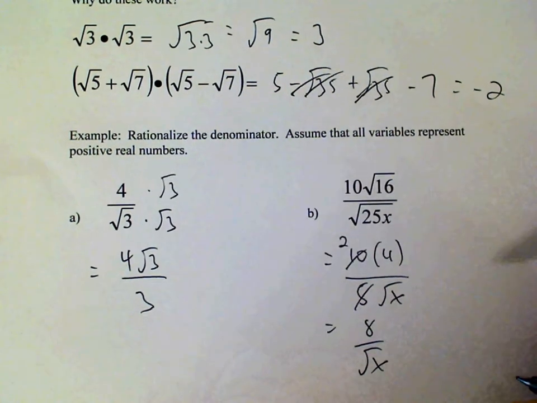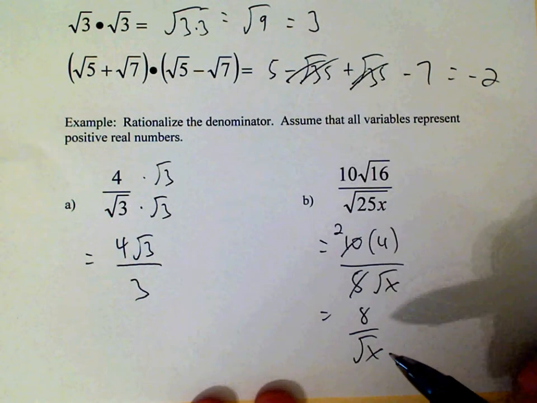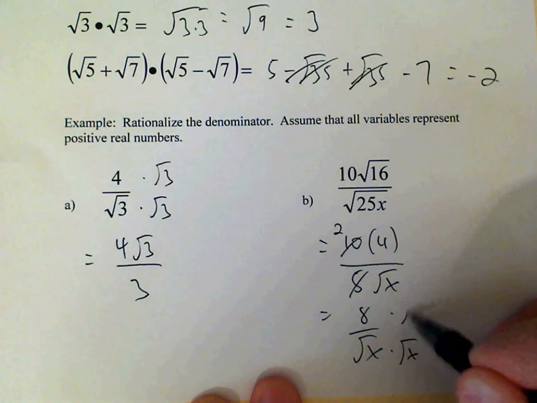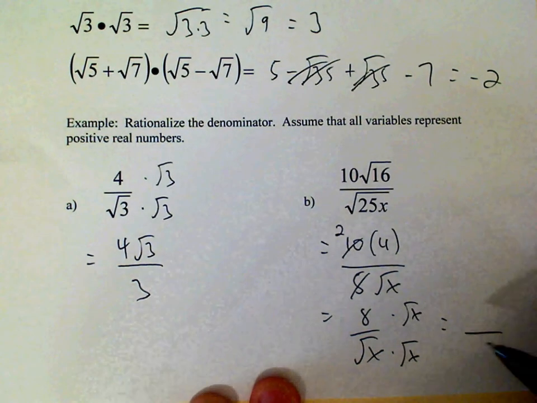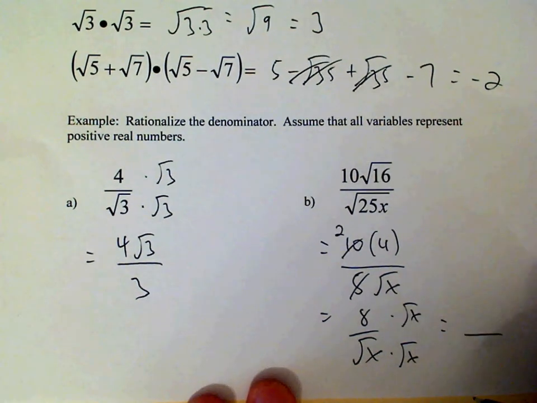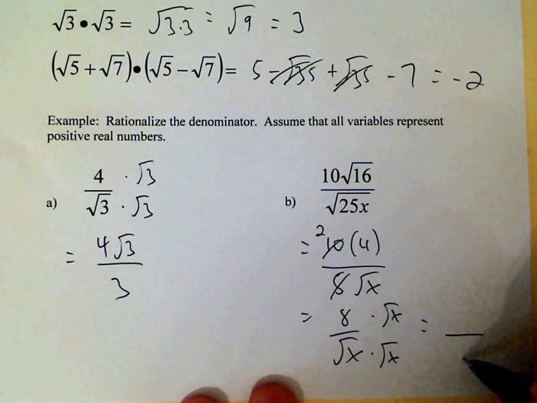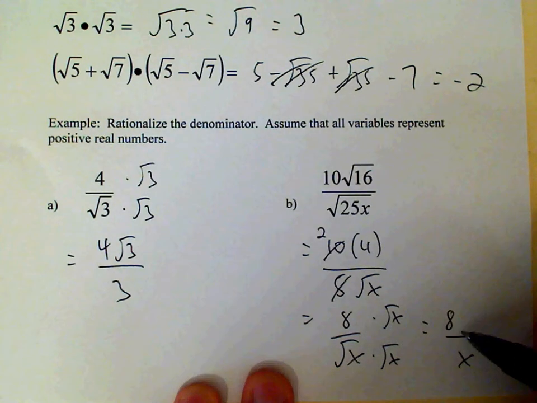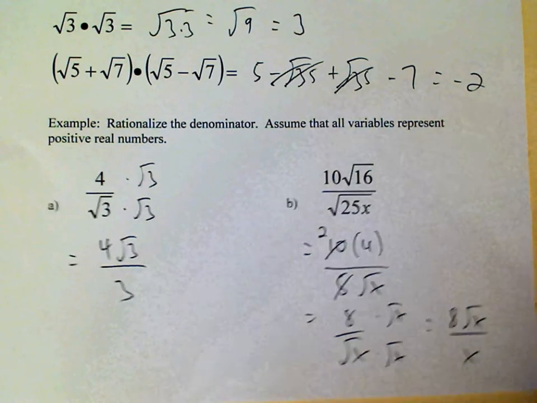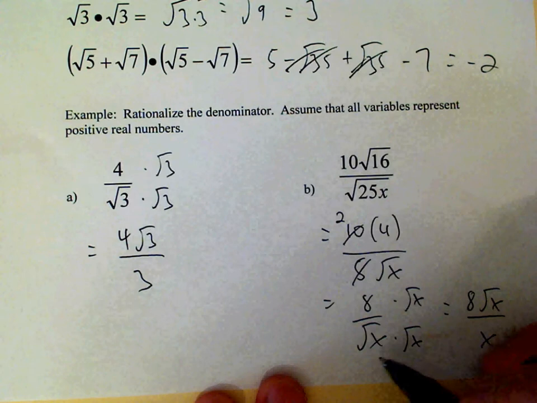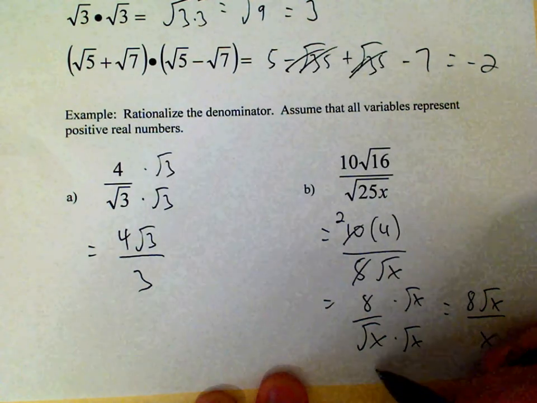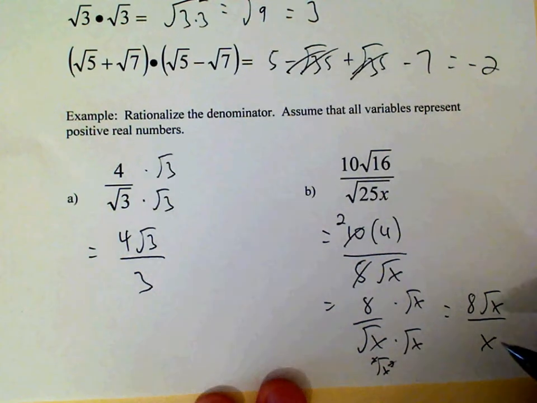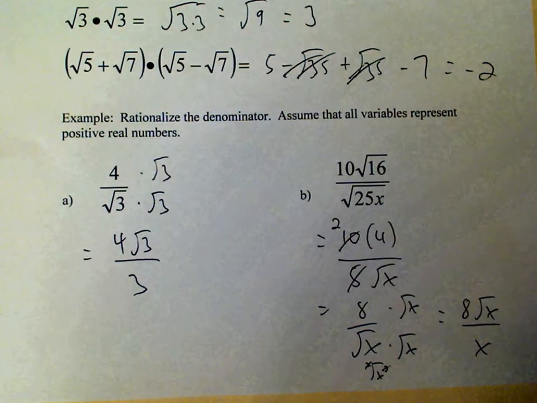Now we finally get to rationalize. We have a single square root of x on the bottom, so we're going to multiply by that square root of x, top and bottom. On the bottom, square root of x times square root of x is the same as square root of x squared, which is the same as x. And 8 times square root of x is 8 square root of x. And once again, if you want to see the step underneath, square root of x times square root of x is the same as square root of x squared, and that 2 cancels that 2 and leaves the x, in case you're wondering. But that's what's going on when you're dealing with variables.